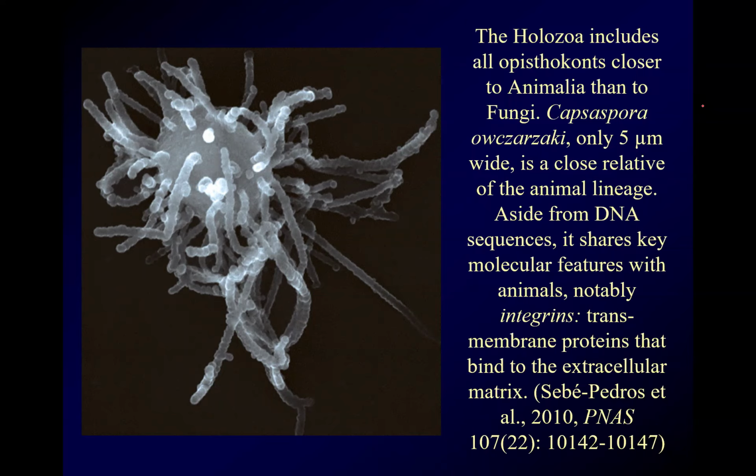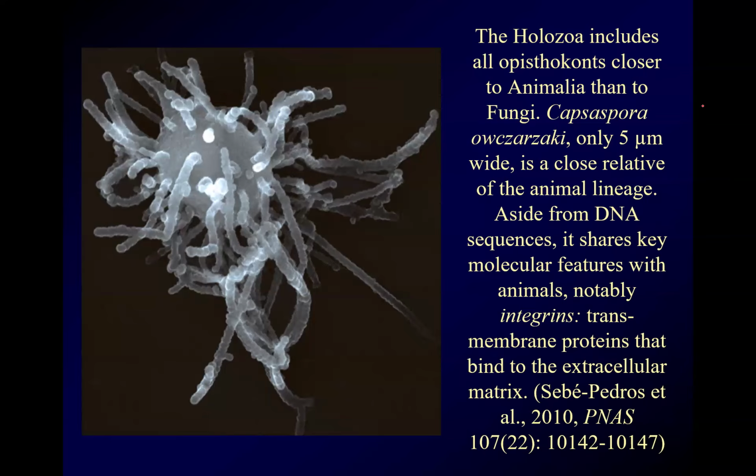Anyway, all opisthokonts that are closer to Animalia than to fungi are sometimes grouped in the holozoa. This is one. This is a very weird little amoeba thing called Capsaspora owczarzaki. Very small, lives, if memory serves, in the blood system of an African land snail. Exactly what it's doing there, I'm not entirely sure.